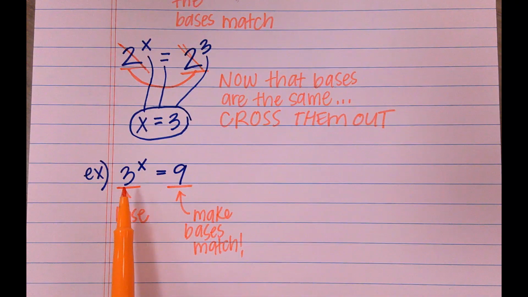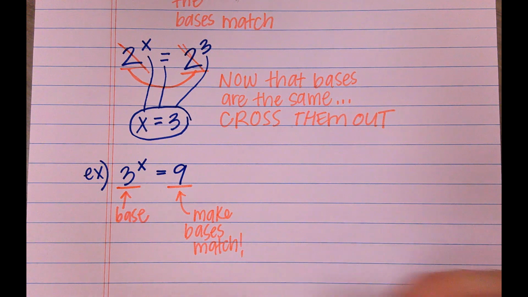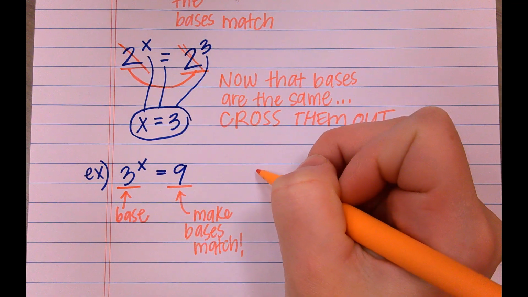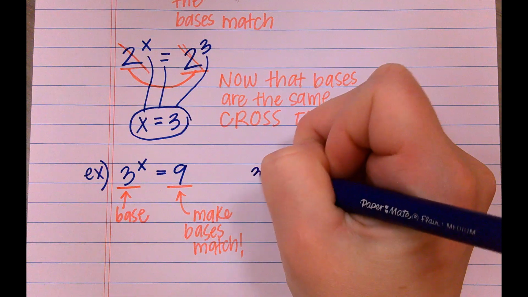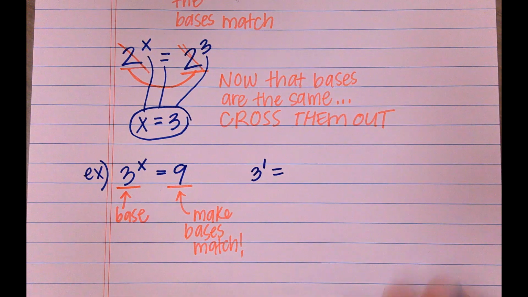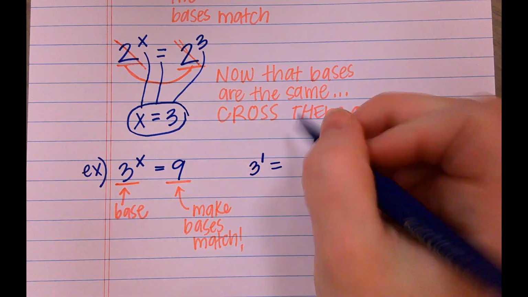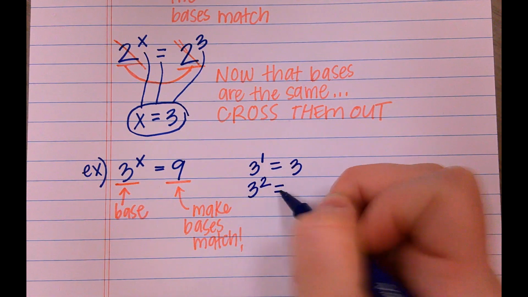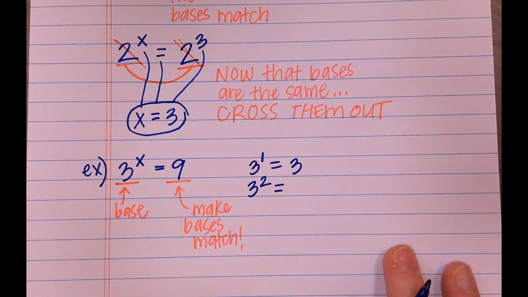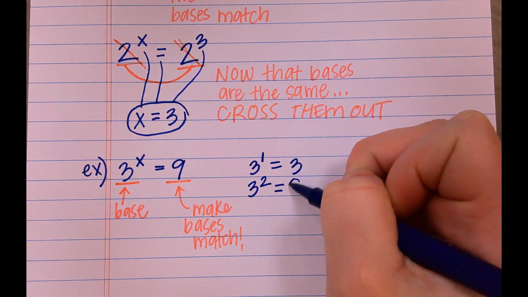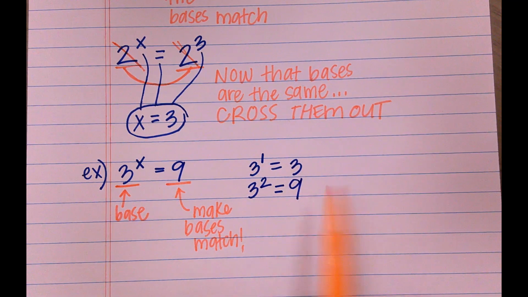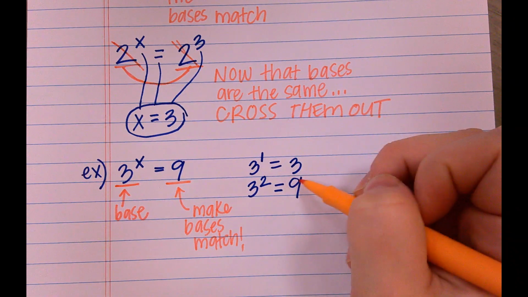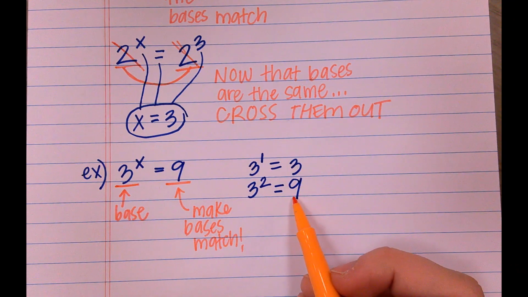So let's take this base over here, 3, and let's try some numbers for the exponent. Let's see if we can get one that's equal to 9. So we have 3 to the first power. When we type that in, what will we get? 3. Let's try another one. 3 to the second power. What do we get? 9. Okay, so 3 to the second power is 9.